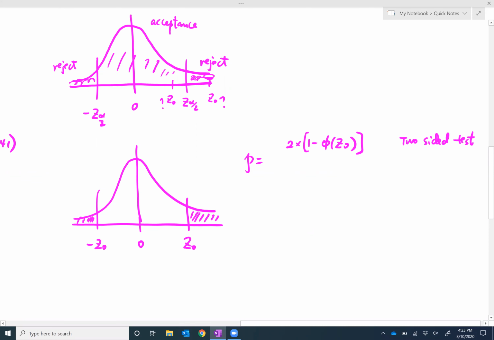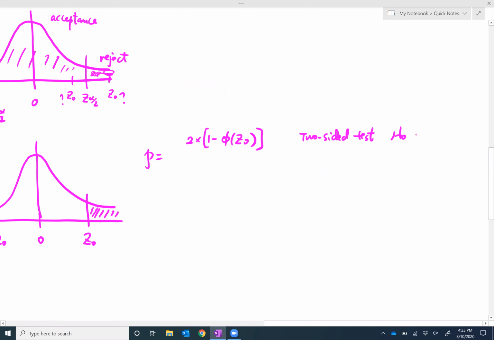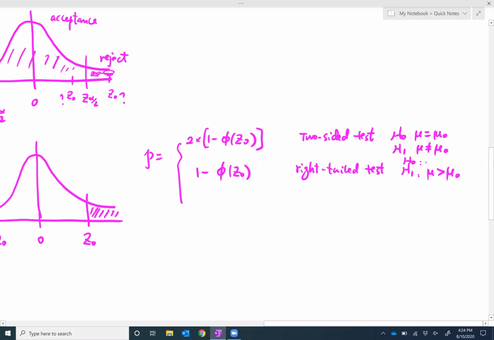Two-sided test means you have H0, mu equals mu zero, and H1, mu does not equal mu zero. And you will have only 1 minus phi z0 for an upper tail or right tail test. That means H1 is mu greater than mu zero, and H0 is still mu equals mu zero. That means you're testing against whether it's greater than. And phi z0 is for a left tailed test, that is H0, mu equals mu zero, and H1, mu less than mu zero.